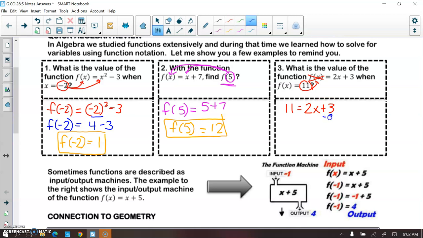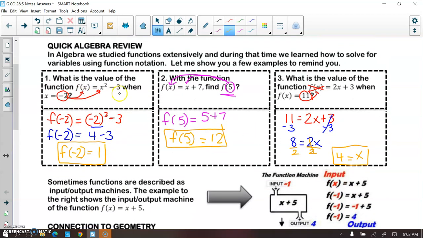So we're going to solve this equation by first subtracting 3 from both sides. And I get an 8 is equal to a 2x. And then I'm going to divide by 2 on both sides to get x is equal to 4. So this time they gave you the output of 11, and we worked backwards to find the input, which was 4. So again, we learned about functions. We learned about function notation, and we learned that you can input stuff into equations and find what the evaluation of that equation is when you input the number in.